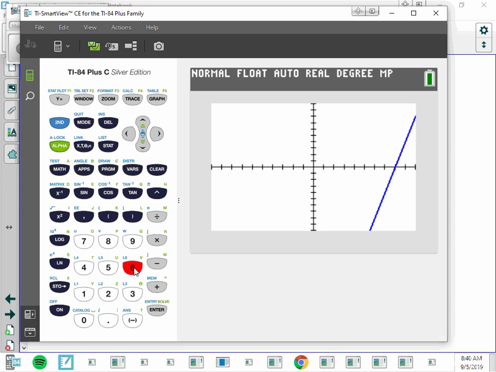Okay. Now, we want to find the zeros. Here's how you don't find the zeros. You don't just take your cursor. Mine's really slow, so we have to push it a whole bunch of times and then wait.